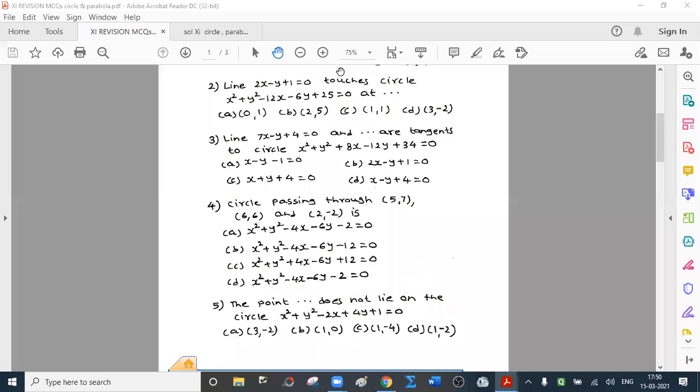Fifth one, the point ... does not lie on the circle x square plus y square minus 2x plus 4y plus 1 equal to 0. This is simple. Again, you have to check options. If a point lies on the locus, coordinates satisfy the equation. If coordinates of a point do not satisfy the equation, means that point is not part of the locus. That is, point doesn't lie on the locus.